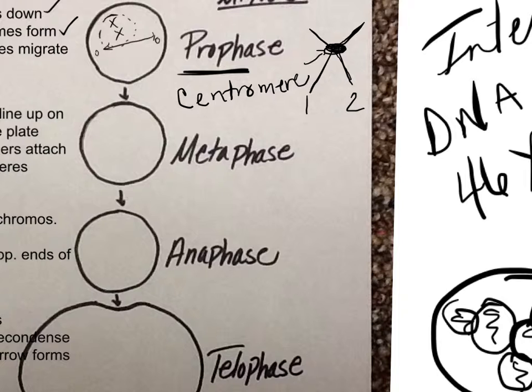Now, it's kind of confusing because sometimes we consider just this one strand by itself, and we will call it a chromosome. We'll also call this whole thing a chromosome. So, just pay attention to what you're looking at to determine what we're talking about. But that's really the structure of a chromosome, and that's going to play a big role in a second.